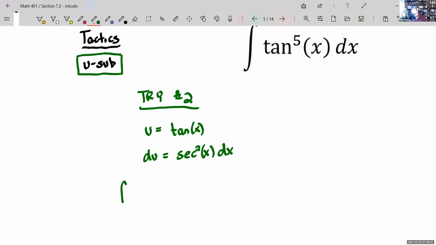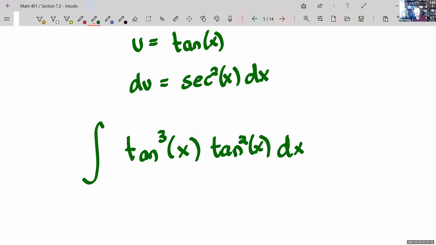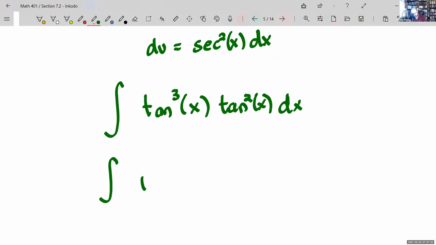You have the tangent to the 5th, which I'm going to write as tangent to the 3rd times tangent squared. Now, you may wonder why I'm doing that. It's because sometimes with substitutions, it is very powerful to take out a few powers of your tangent. In this case, it's not really going to help out, to be honest with you. If you let u equal tangent, you get u cubed, and I am not going to trade out that tangent squared for a u squared. Instead, I'm going to call that tangent squared secant squared minus 1, because that's a Pythagorean identity.